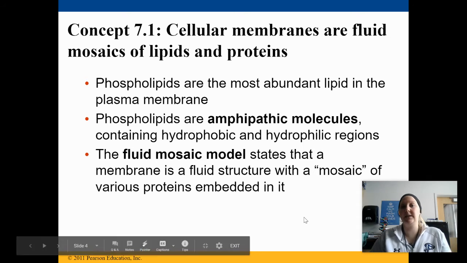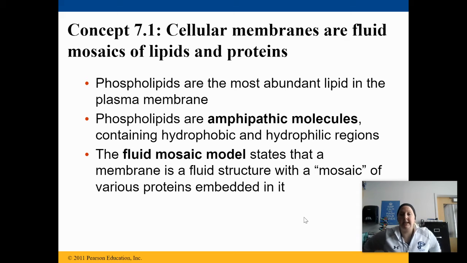So phospholipids are what actually make up the plasma membrane. Plasma membranes contain both a hydrophobic and a hydrophilic region. Typically, the phosphate head, which I'll show you in a few slides, is your hydrophilic region where it interacts with water. And your hydrophobic region, or your water-fearing region, is the fatty acid tails that stay on the inside of the membrane.